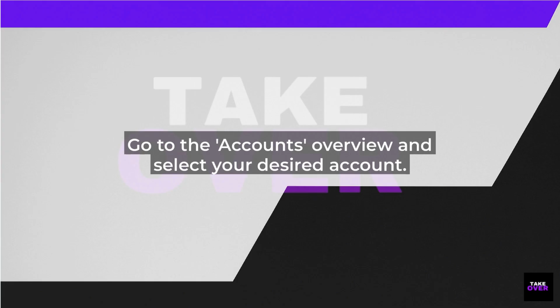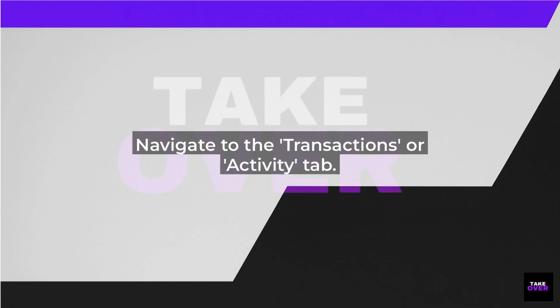Once you're in, start by going to the Accounts overview. Here, you'll see a list of your checking, savings, or credit card accounts. Select the one where you think the recurring payments are coming from, for example, your main checking account.